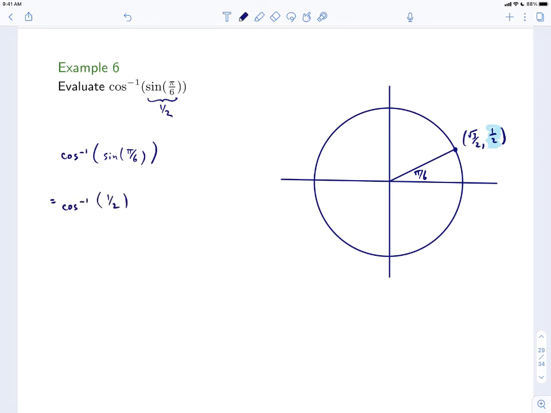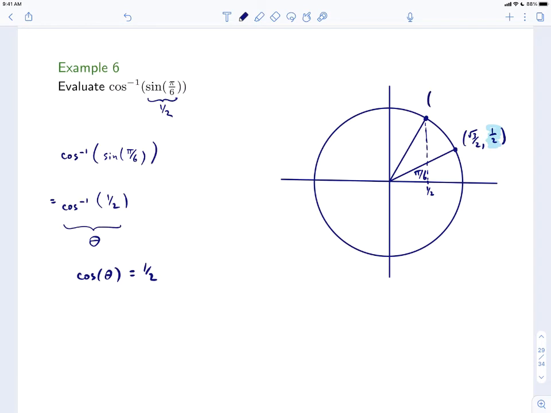So that means that cosine inverse of sine of pi over 6 is equal to cosine inverse of 1/2. Now, cosine inverse of 1/2 is going to give us an angle, and it's the angle where the x-coordinate is 1/2. Because now this is going to give us some angle theta, and cosine of theta is 1/2. So we started off by looking at where the y-coordinate was 1/2, but now this is the x-coordinate, so we're interested in where the x-coordinate is 1/2. So that's where the x-coordinate is 1/2, right here, up here. That's this point.